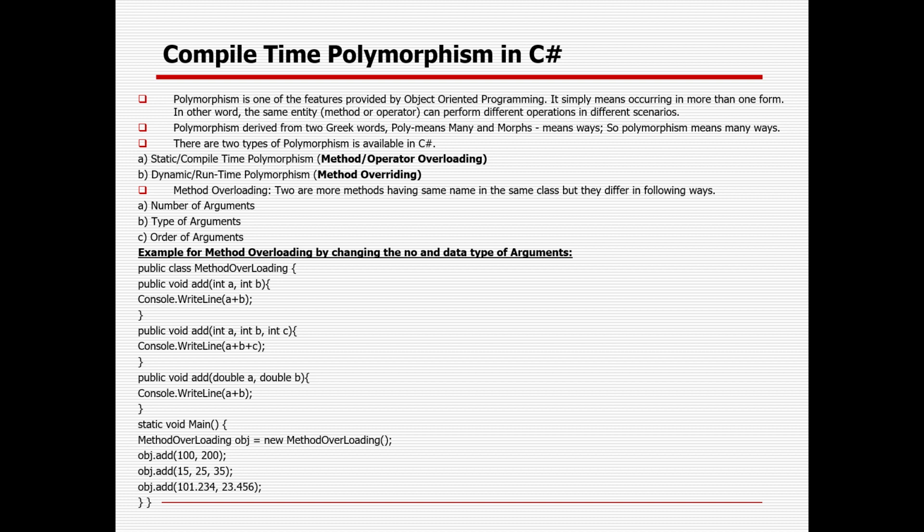The third is the order of arguments. Suppose you have two variables, the first time you define string and then integer, and the second time you keep the first as integer and the second as string. So those are the three ways you can do method overloading: either varying the number of arguments, varying the data type of the arguments, or simply varying the order of the arguments. Now let's try to understand with an example how method overloading can be done by changing the number and data type of the arguments.